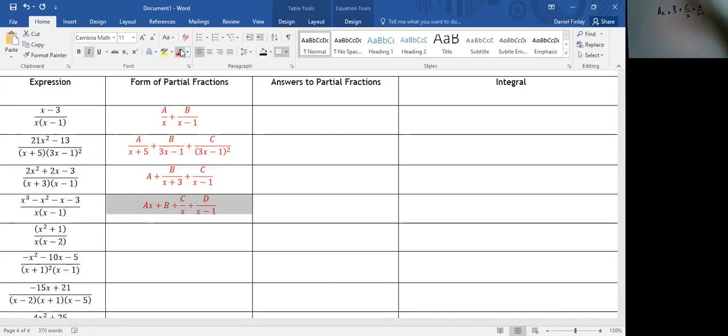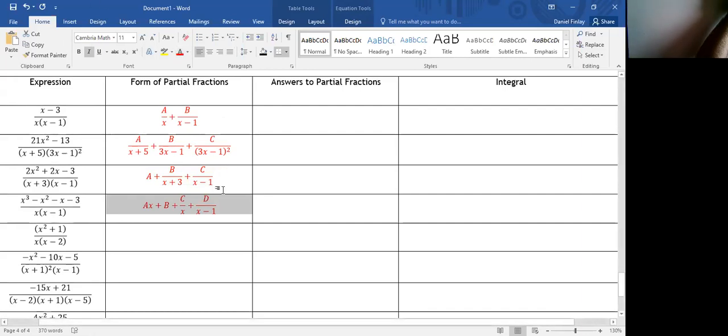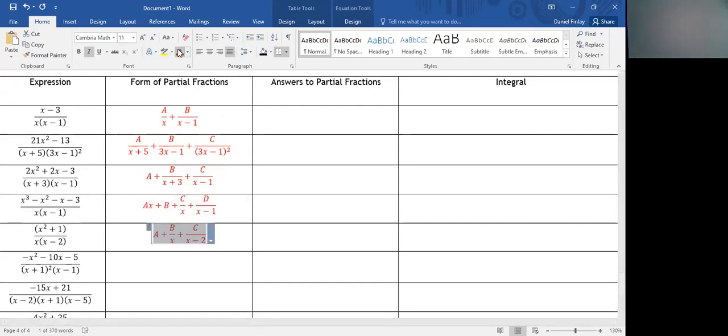Next one, x squared plus 1, which are randomly put in brackets, and on the bottom, x minus 2. So x squared on the top, and when you expand the bottom, you get an x squared. So the degrees are the same. Think about what the form should look like for that one. It's one of the four we've done already, because I've done all four different types. So it should look like that. A number plus something over x plus something over x minus 2.